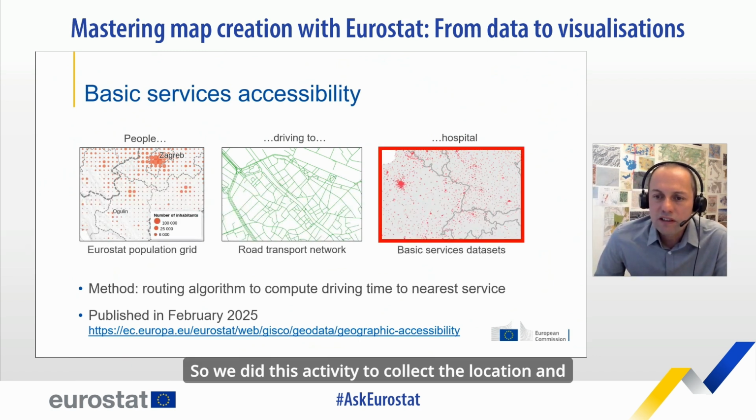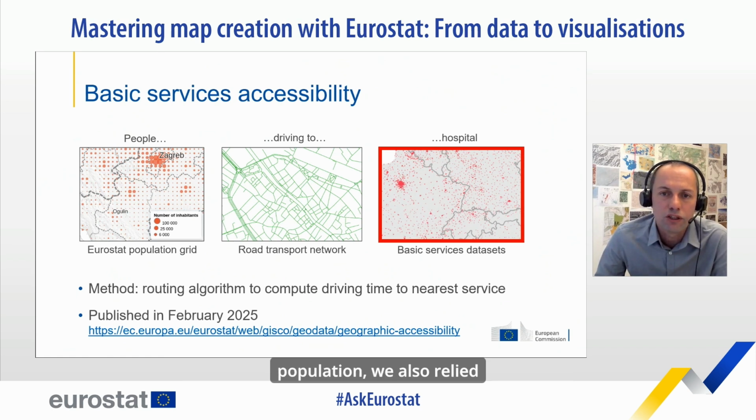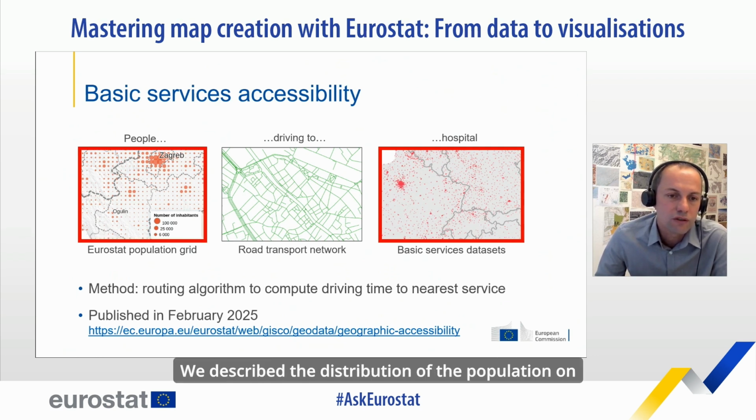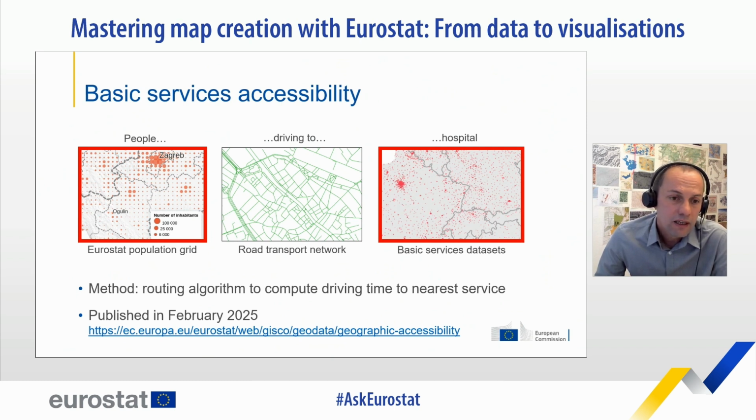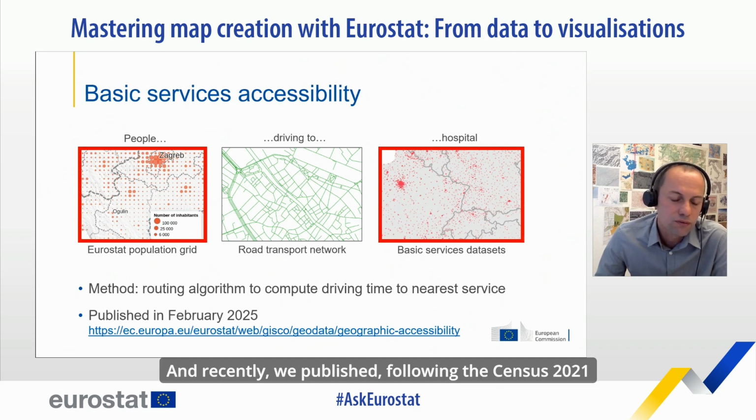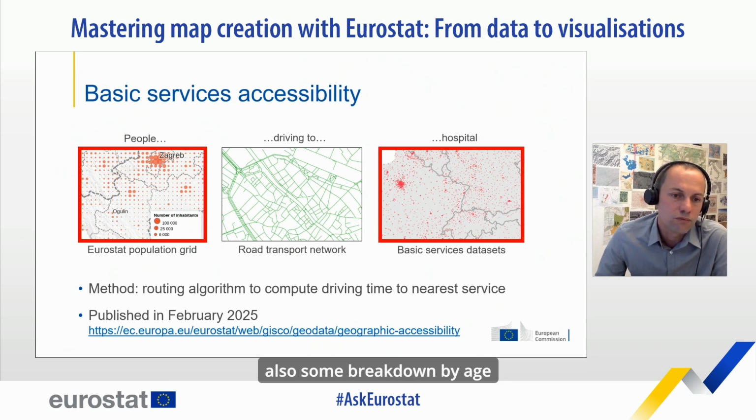So we did this activity to collect the location and very rich information on these data sets. And in order to compute the accessibility of the population, we also relied on existing Eurostat datasets, which describe the distribution of the population on a 1 kilometer resolution grid. So Eurostat has been publishing such a dataset for already several years. And recently we published, following the Census 2021 exercise, a new version of this population grid with also some breakdown by age group and other dimensions. So with this dataset, we know where the population is with a rather fine geographical resolution at 1 kilometer.